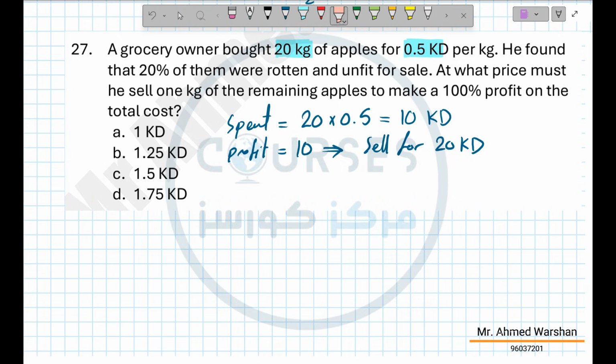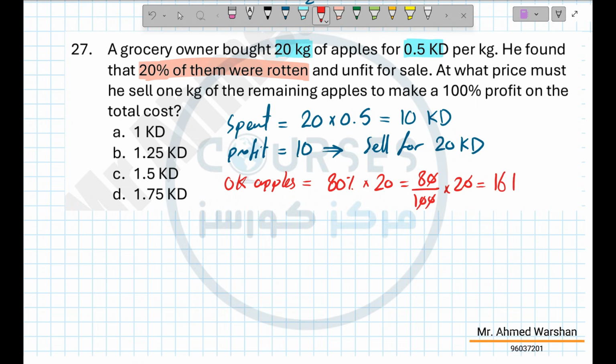Okay, moving on. He found that 20% of them were rotten, so we need to know what he has left. We can calculate it as a percentage. If 20% were rotten, then 80% were okay. So the okay apples, we can call it like that, will be 80% times 20, which is 80 over 100 times 20. 0 is 0, 0 is 0, so 8 times 2, which is 16 kilos.